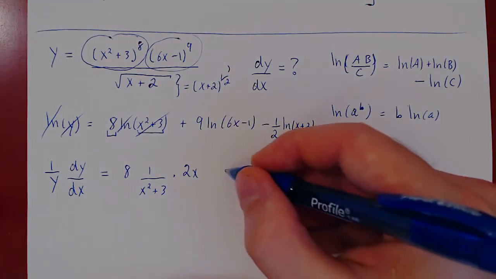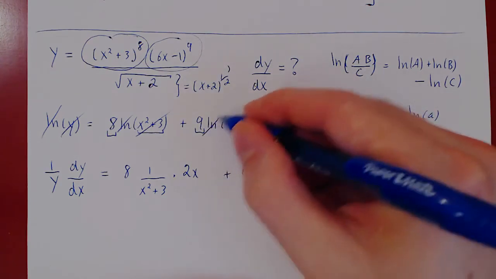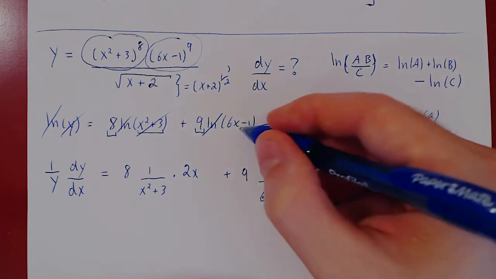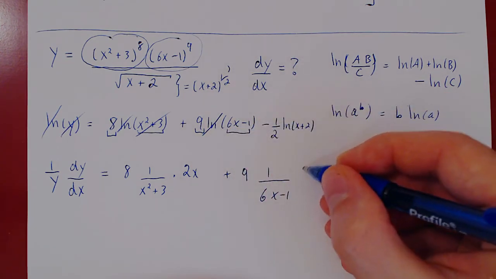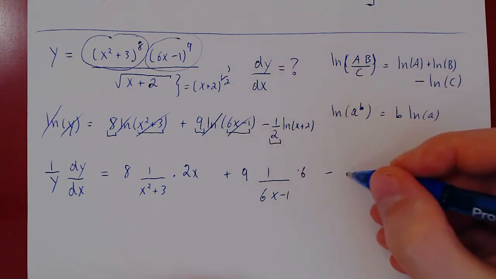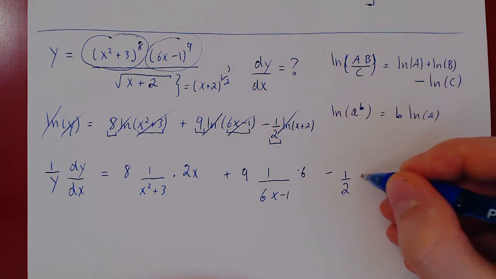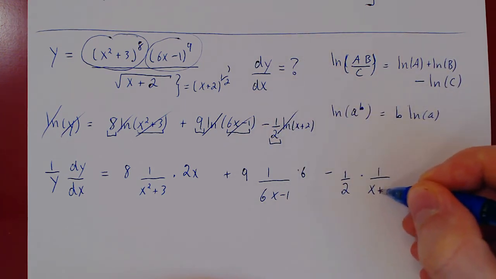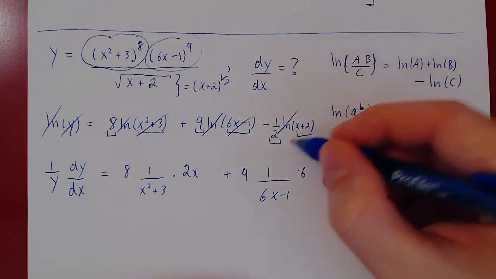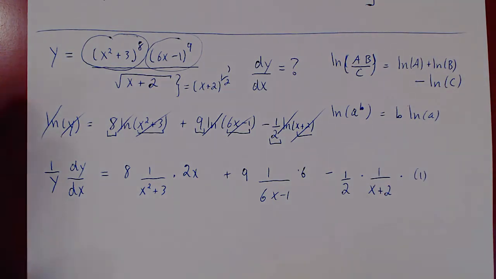And we keep going. Plus, 9 is a constant multiple, so it stays there. The derivative of ln is 1 over what's inside. Chain rule times the derivative of 6x minus 1, which is 6. Minus 1/2 is a constant multiple, it just stays there, times the derivative of ln, which is 1 over the argument, x plus 2, times by the chain rule the derivative of x plus 2, but that's just equal to 1. And we're done differentiating.